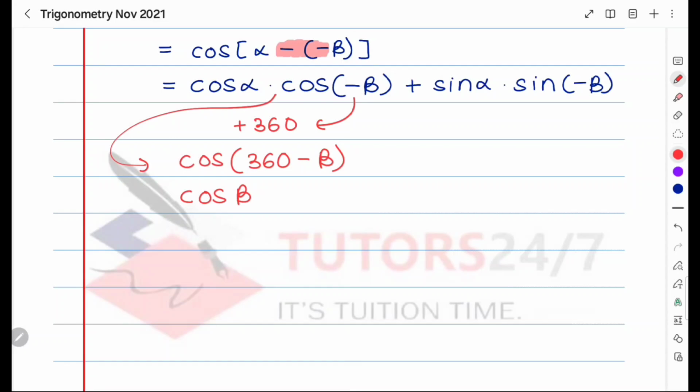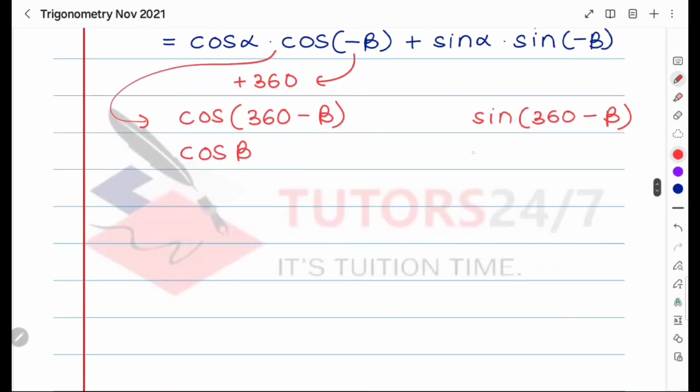Then let us have a look at the second one, sine of negative beta. Once again, we are just going to add 360 because it is a negative angle. That is then going to give us sine of 360 minus beta. We know that 360 minus beta is the fourth quadrant, and sine is negative in the fourth quadrant because only cos is positive in the fourth quadrant. So this becomes negative sine of beta.